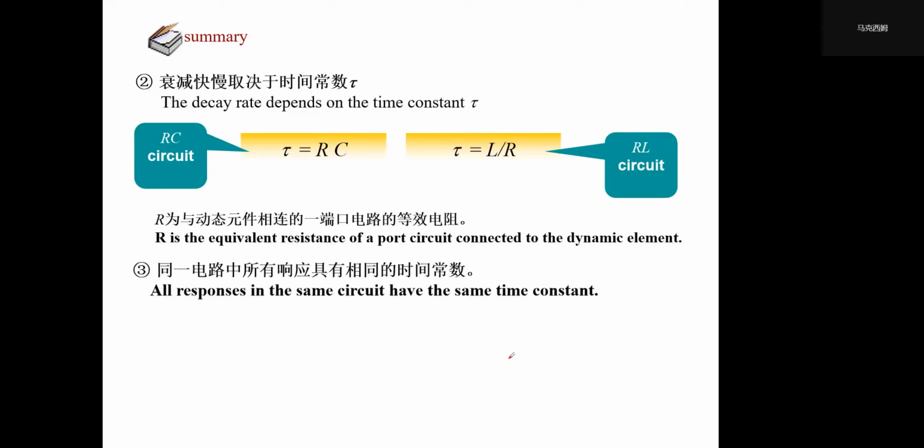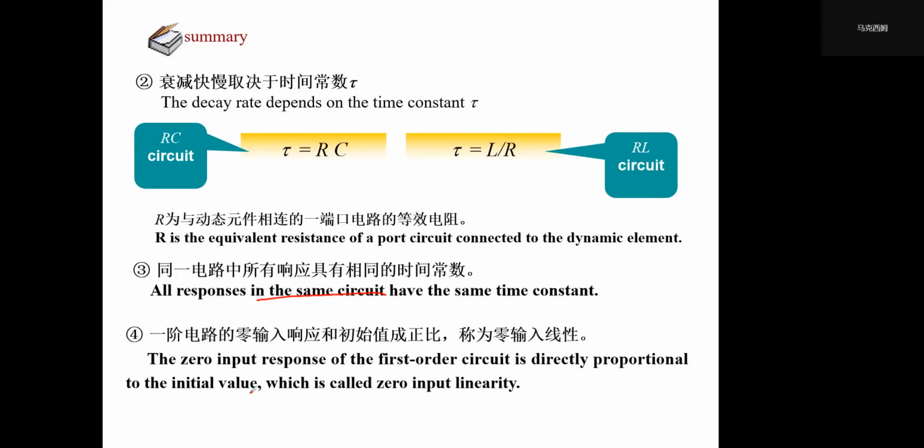So we see that within the same circuit, all responses have the same time constant. So they all decay with the same exponential rate.